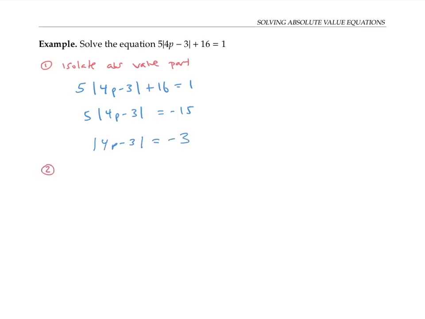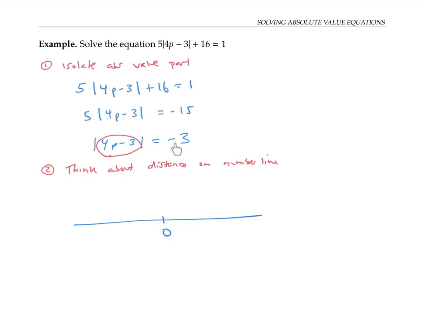Now let's think about distance on the number line. We have an absolute value that needs to equal -3. So that means whatever is inside the absolute value sign needs to be at distance -3 from 0. Well, you can't be at distance -3 from 0. Another way of thinking about this is you can't have the absolute value of something and end up with a negative number. Absolute value is always positive or 0. So this equation doesn't actually make sense, and there are no solutions to this equation.